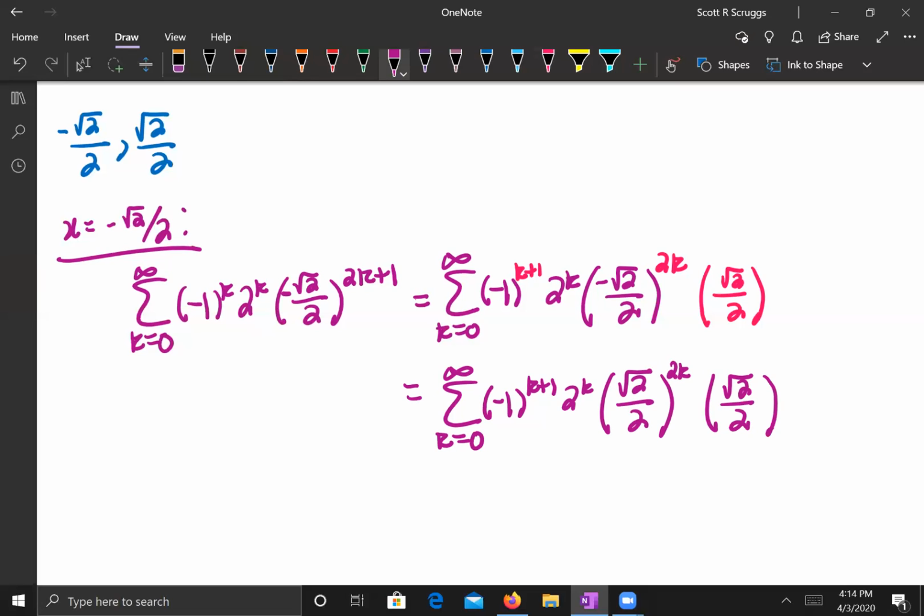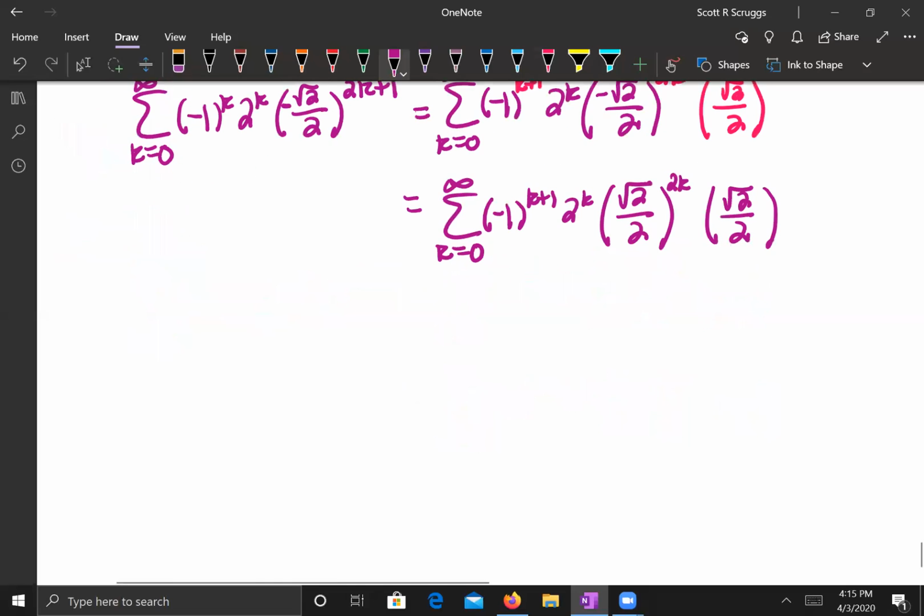Well, not necessarily, because if I plug in positive root 2 over 2, it'll be 1 to the kth power. But it's going to be similar with what I'll be doing. So I'm glad you caught that earlier. So not the same, but similar. All right.